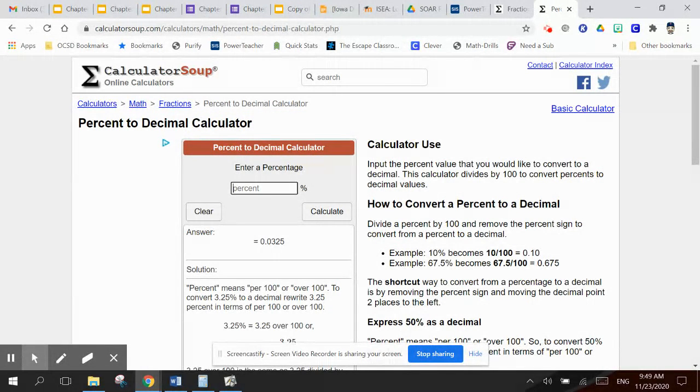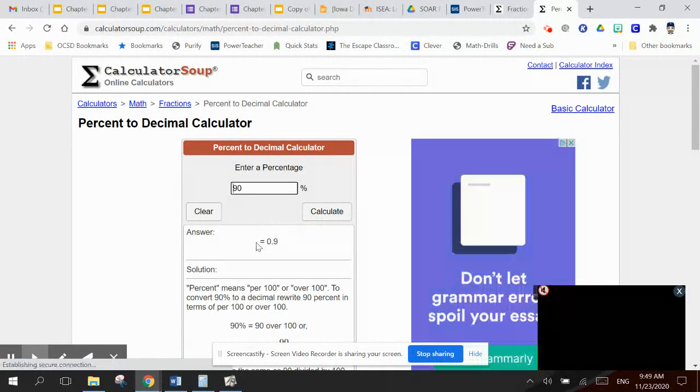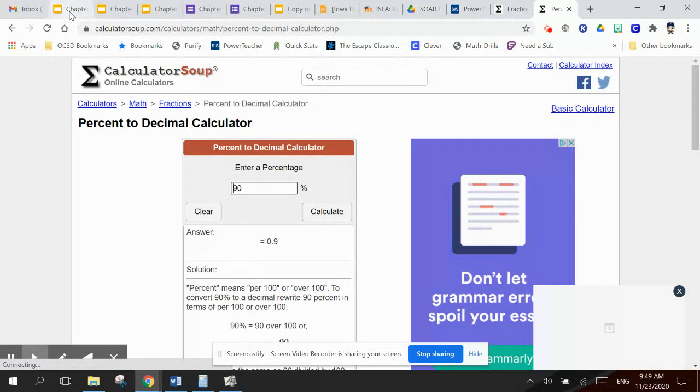You can also use the percent to ratio calculator. Here's your percent, type in your number, and it'll change to a decimal for you. That's just another tool that you can use to help you.